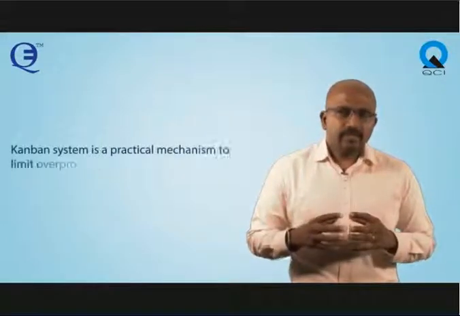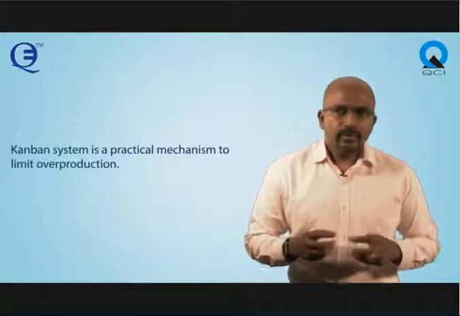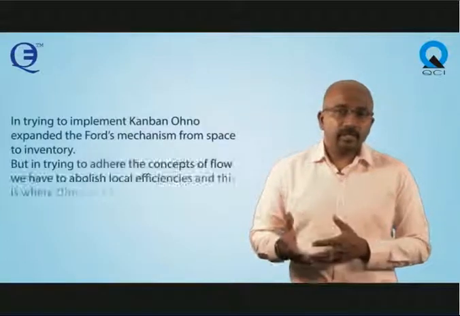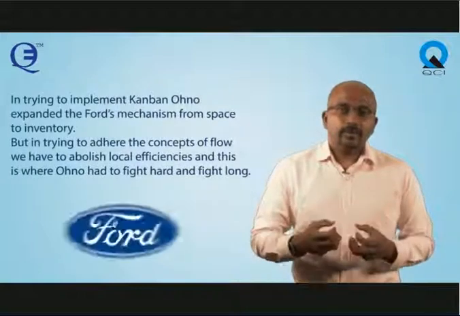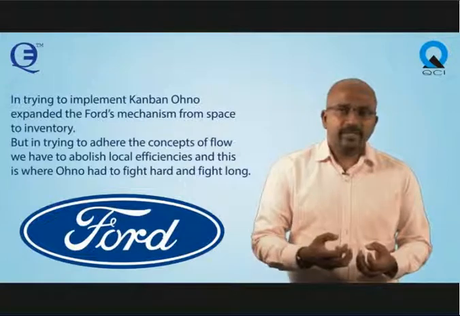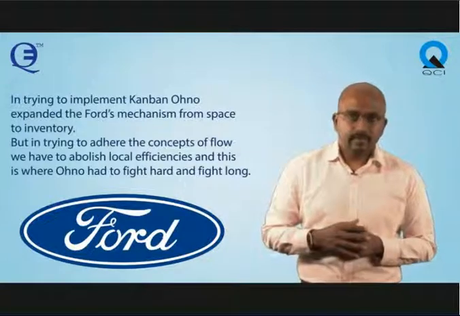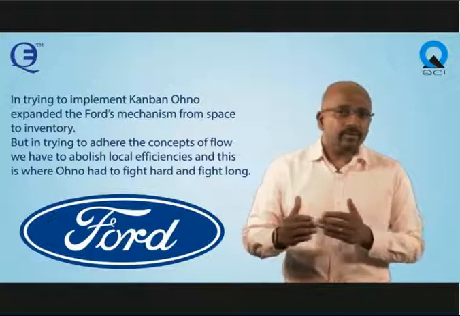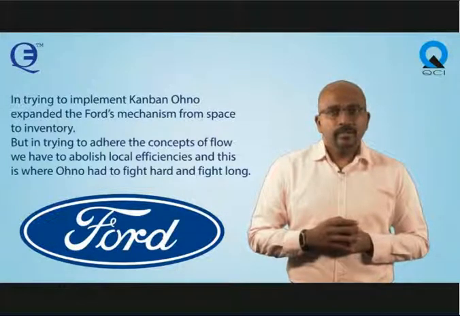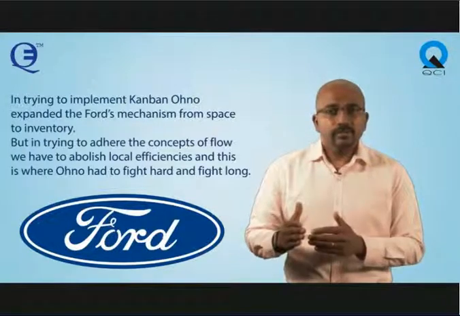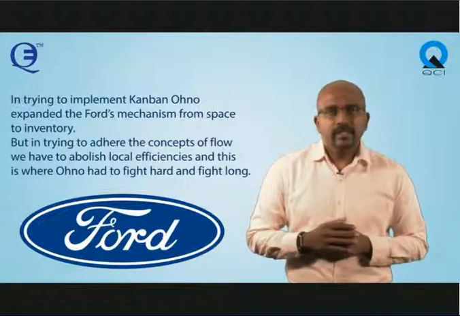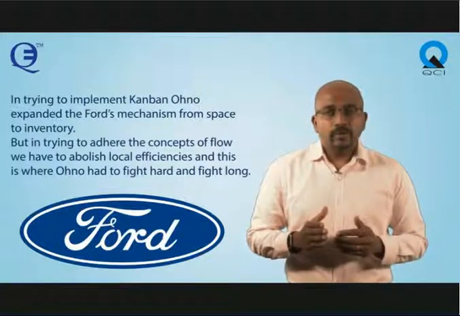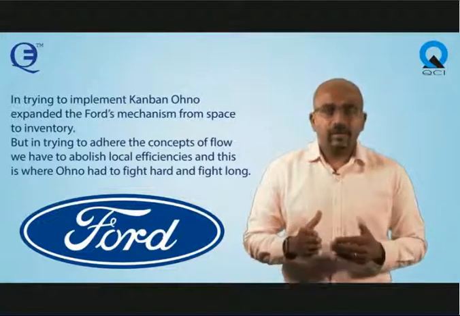So Kanban system is a practical mechanism to limit overproduction. In trying to implement Kanban, Ohno expanded Ford's mechanism from space to inventory. But in trying to adhere to concepts of flow, we have to abolish local efficiencies. And this is where Ohno had to fight hard and fight long.